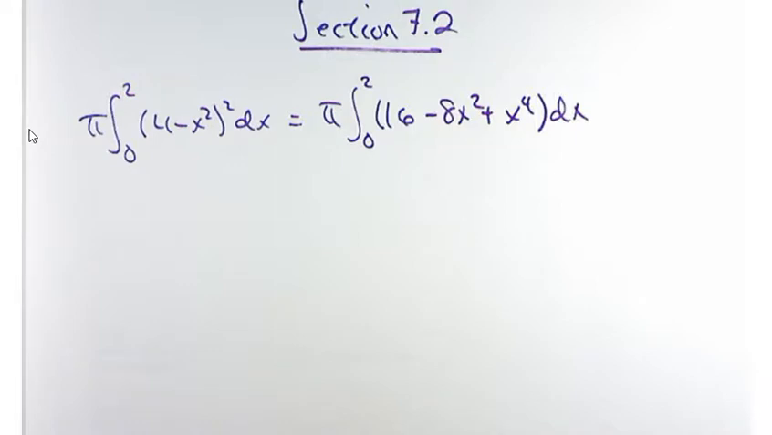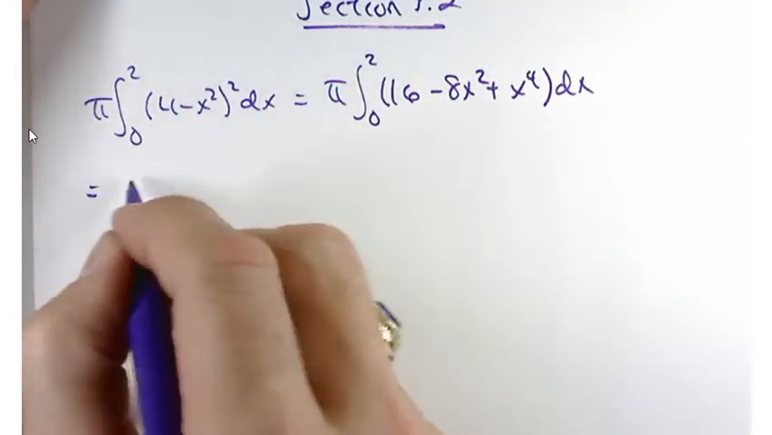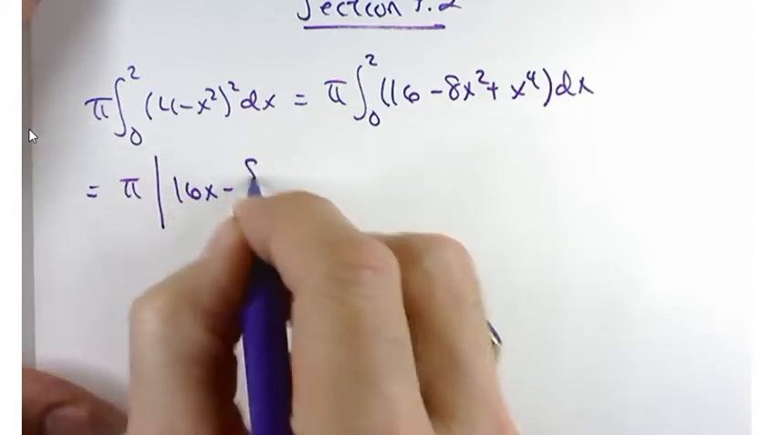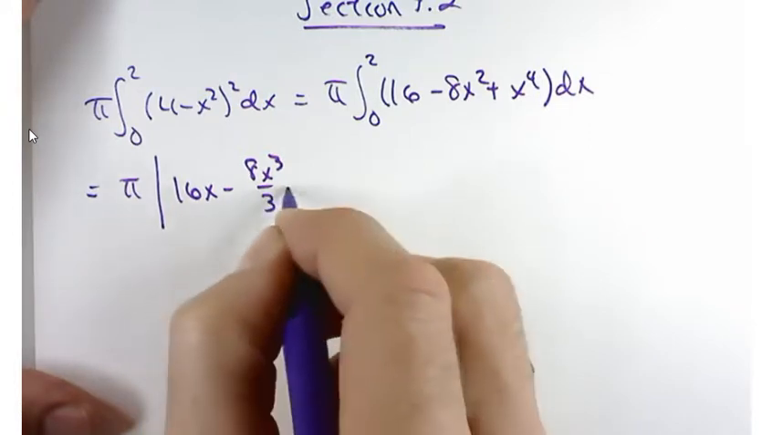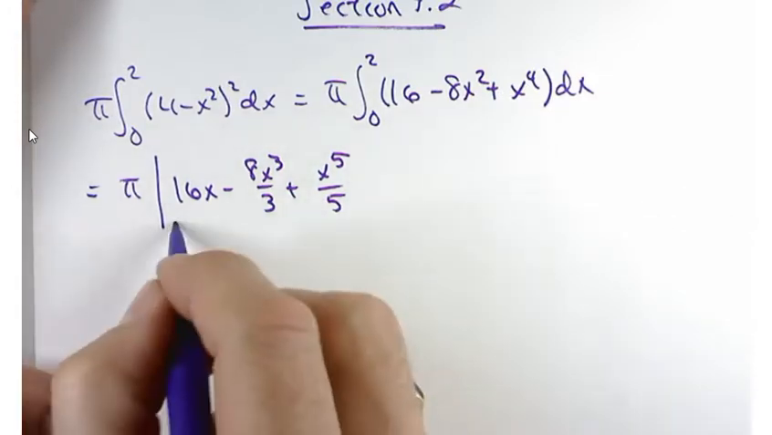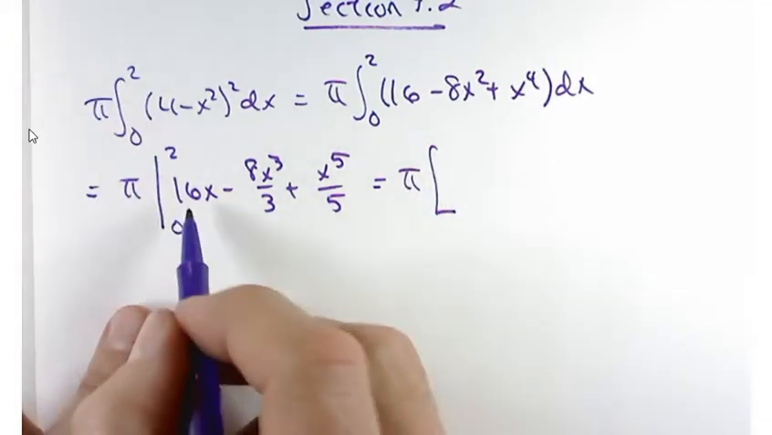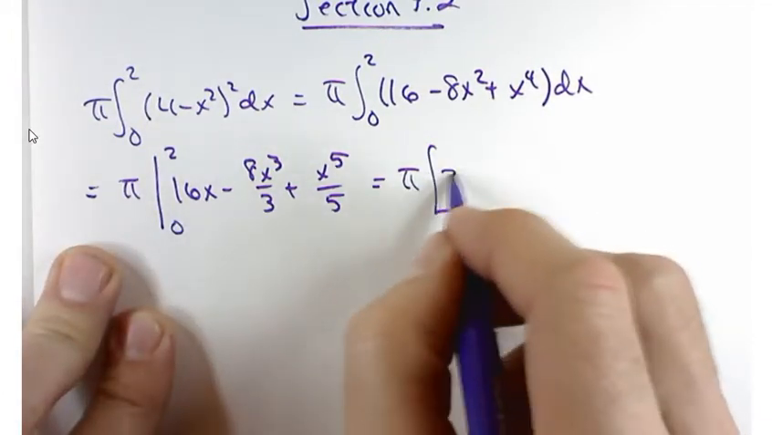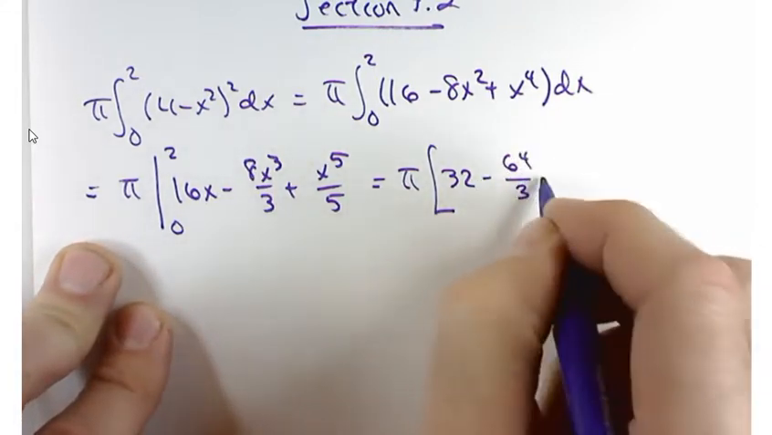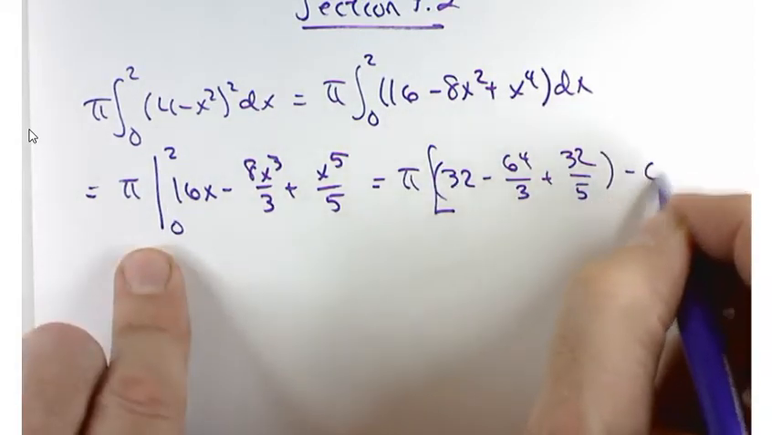The integral isn't too bad. So when I integrate that, I'm going to get pi times 16x minus 8x cubed over 3 plus x to the fifth over 5 between 0 and 2. 16 times 2 is 32. That's going to be 64 over 3 plus 32 over 5 minus 0.